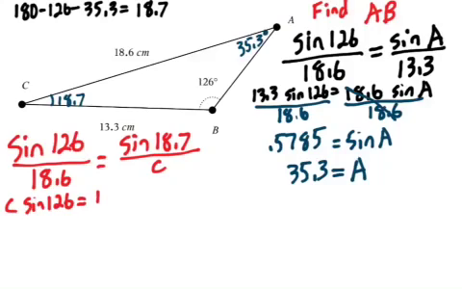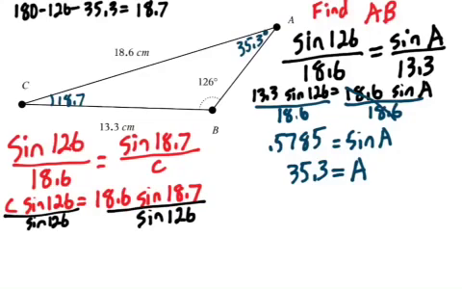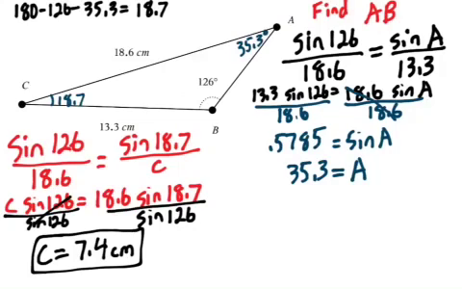So I'll have c sine 126 equals 18.6 sine of 18.7. We're going to divide by the sine 126 on both sides to get c by itself. Left side they cancel, and I'll type the right side in my calculator, and I got 7.4, and in this problem we're dealing with centimeters. All right? So there's my final answer. I found side AB. I had to get some other information to get there.